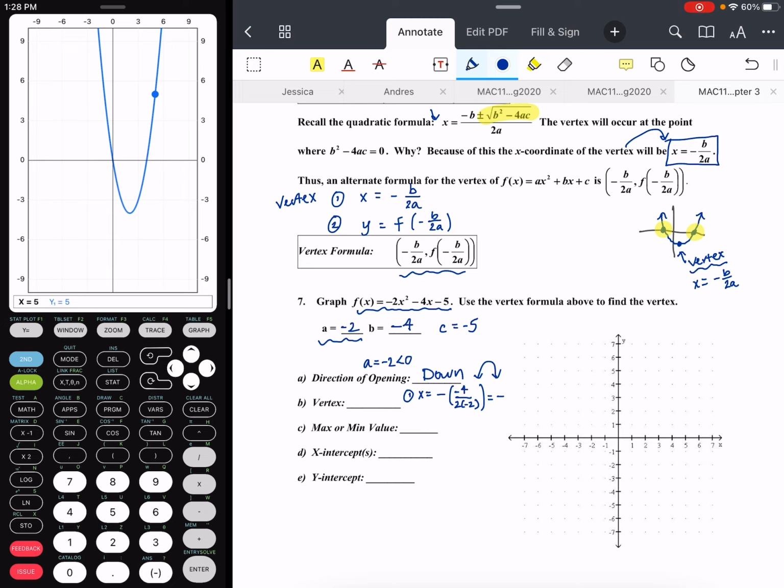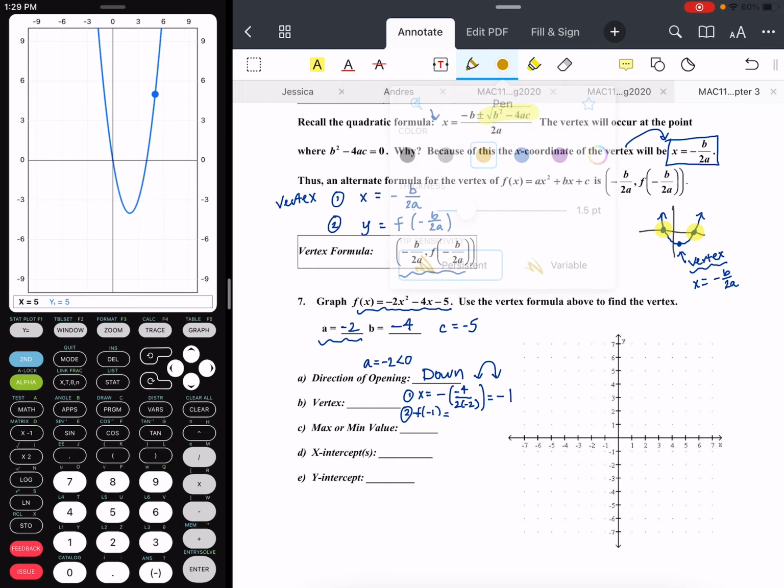So negative 4 up top divided by 2 times negative 2, that's negative 4, but I know my overall result's going to be negative. So 4 divided by 4 gives me 1. I know my overall result is negative from the 3 negative signs, so negative 1 for my vertex x coordinate. And then second step, I just need to evaluate f of negative 1.